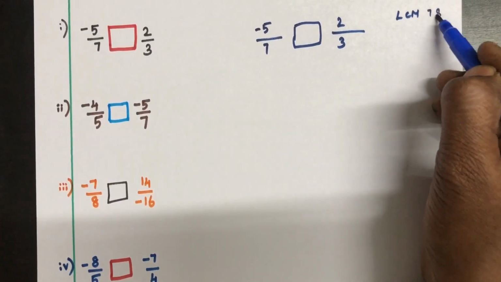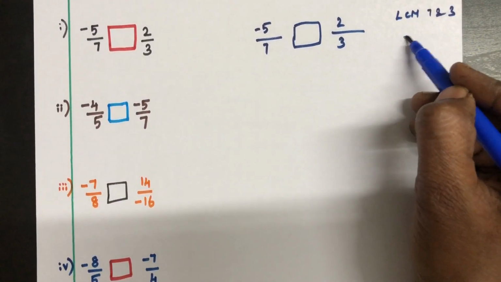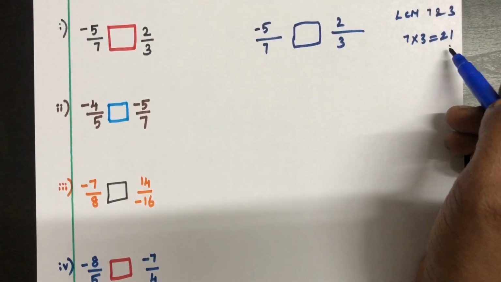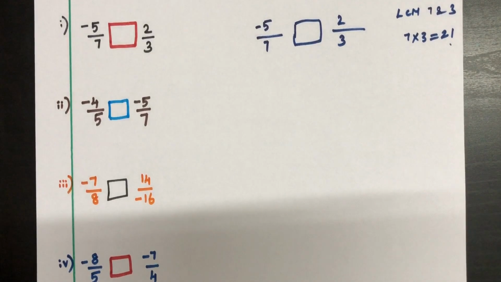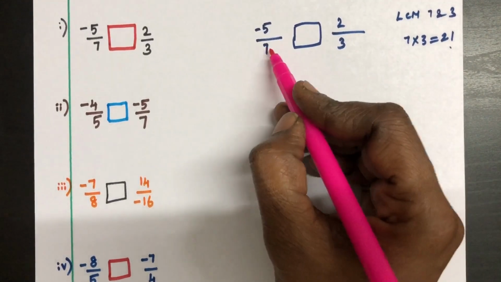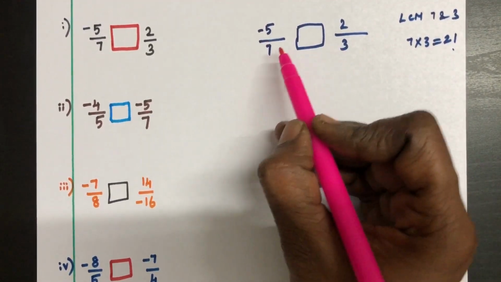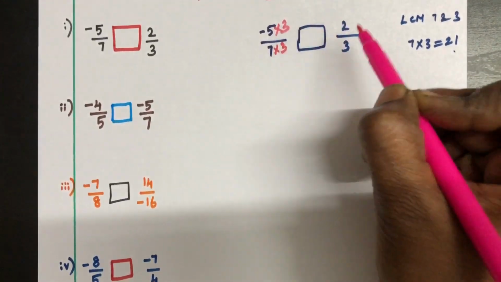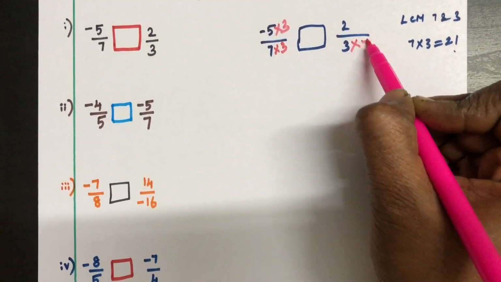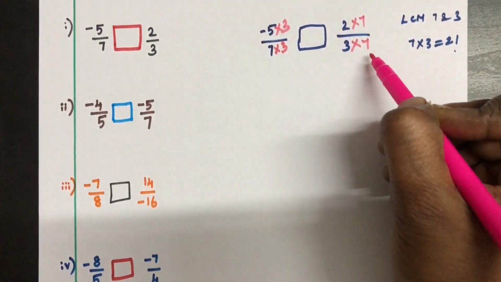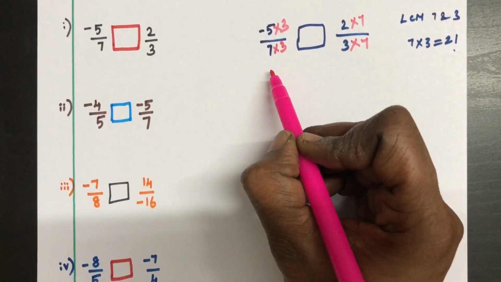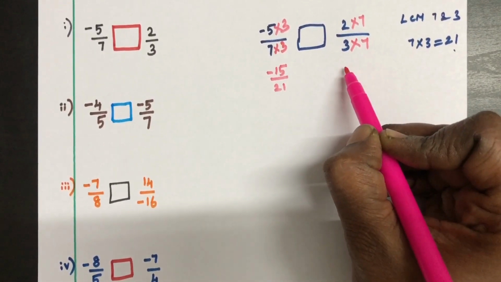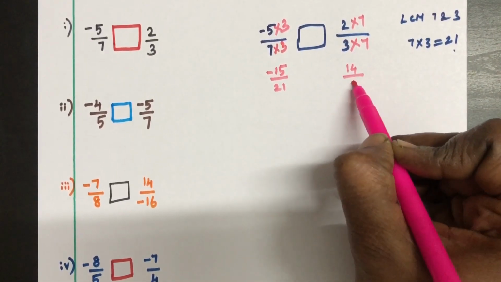LCM of 7 and 3. If there is no common factor, just the product of the two numbers is the LCM. So 21 is the LCM here. Now we are going to make our denominators 21. If you want to make this denominator 21, you multiply it with 3, so here also with 3. This is with 7, so here also 7. So this is minus 15 divided by 21 compared with 14 divided by 21.